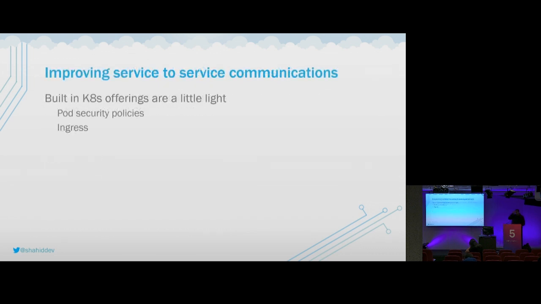Why do we need it, though? Well, what Kubernetes has built in for networking and service-to-service communications is pretty basic, I'm sure you'll agree. We have pod security policies, and then we have ingress. And even the ingress is pretty lightweight. It allows us to do some basic routing on host name and host headers. Other than that, we can't do anything. We can't do any canary deployments or anything like that.